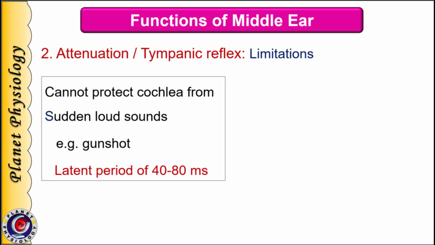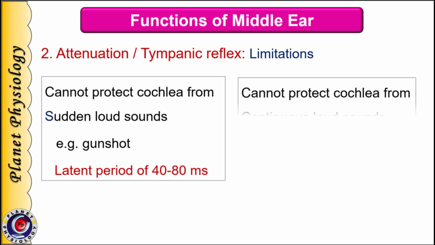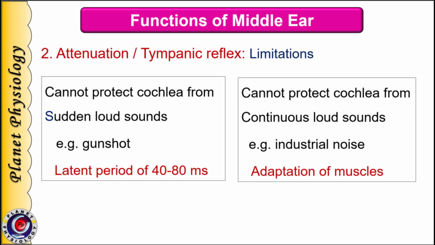This reflex has limitations also. It cannot protect the cochlea from very sudden loud sounds like a gunshot because it has a latent period of about 40 to 80 milliseconds. So, a sudden loud sound reaches and damages the cochlea even before the reflex is initiated. Also, the tympanic reflex cannot protect the cochlea from continuous loud sounds, for example, industrial sound, because muscles show adaptation to continuous stimuli. This also forms the basis for auditory threshold shift.